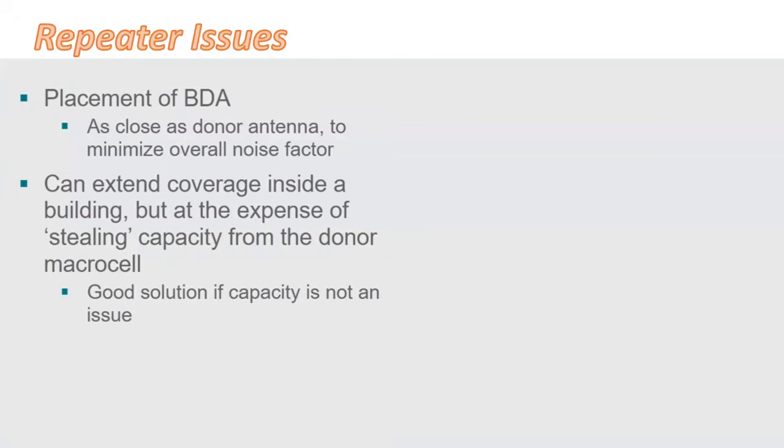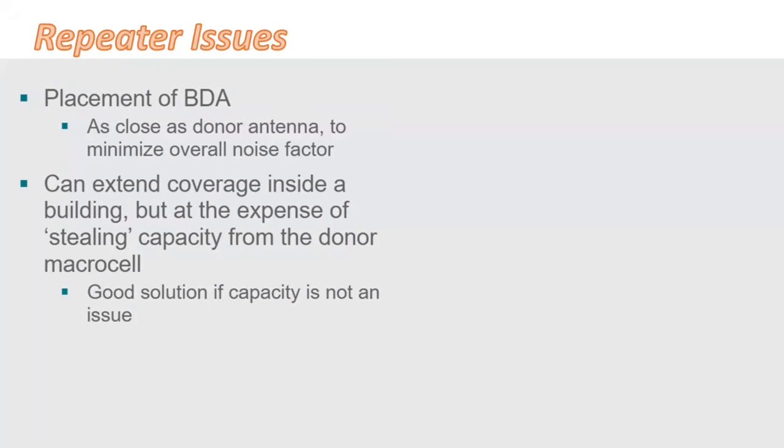We have some issues with repeaters also that we should take care of. First of all, we should take care of the bidirectional amplifier, right? We should take care of their noise figure, their gain, their power, etc. Noise floor levels are very important.